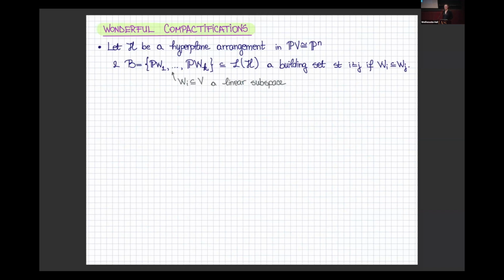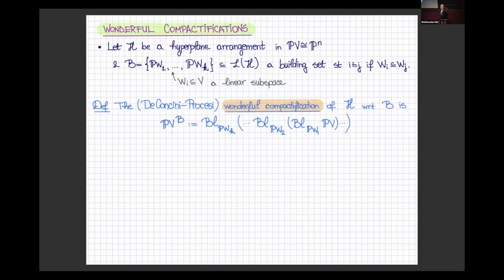So given my hyperplane arrangement H, I want to pick a building set inside its intersection lattice consisting of linear subspaces PWi. And I want to impose a condition that i is at most j every time Wi is contained in Wj. For example, one way to guarantee this condition holds is to order the elements in your building set in weakly increasing order of dimension. And then the De Concini-Procesi wonderful compactification of my hyperplane arrangement with respect to the chosen building set B is going to be the iterated blow-up of my ambient projective space along each of the elements in my building set. And then I'm going to denote this wonderful compactification by the projective space I started with, together with the building set in the superscript.